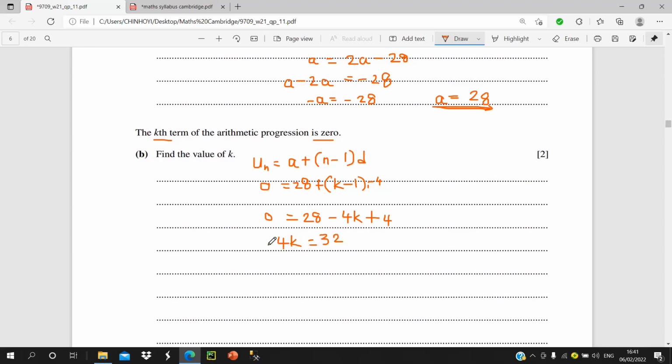So let's divide each term by 4 so that you find the value of k. The 4s cancel, so we remain with k is equal to 8. So this is the value of k required. And so this is number 4.